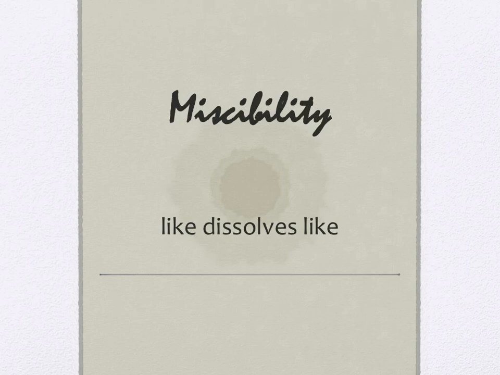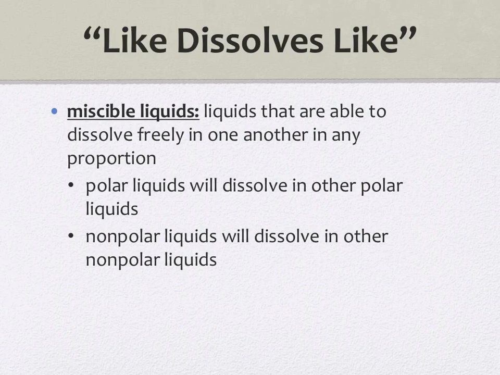In this lesson, we'll look at how polarity and intermolecular forces affect something called miscibility. This is a property for liquids. This is also known as "like dissolves like." So miscible liquids are basically able to dissolve in one another.